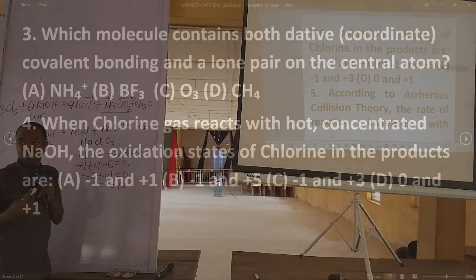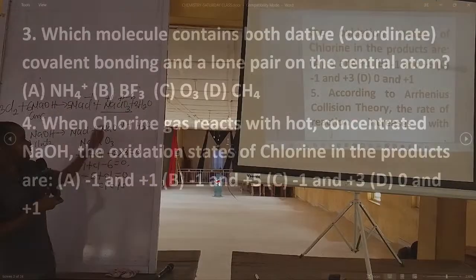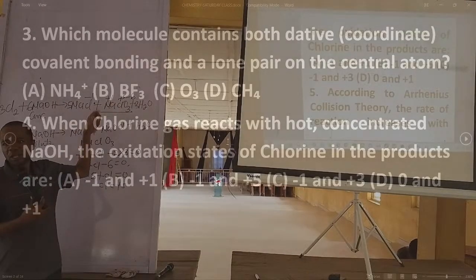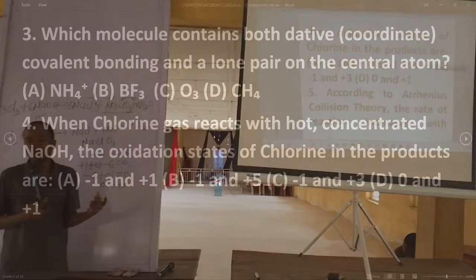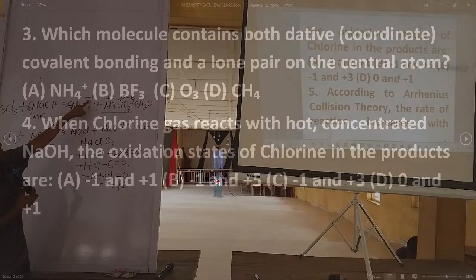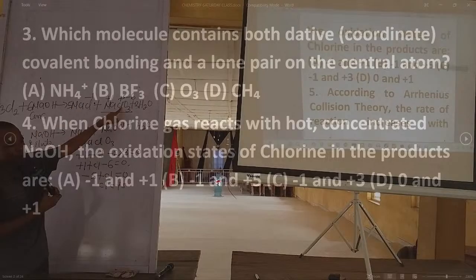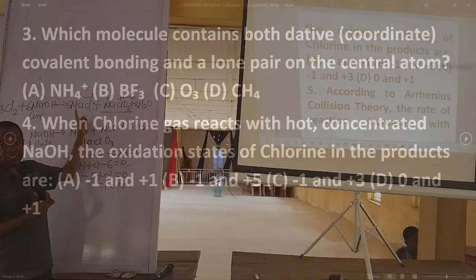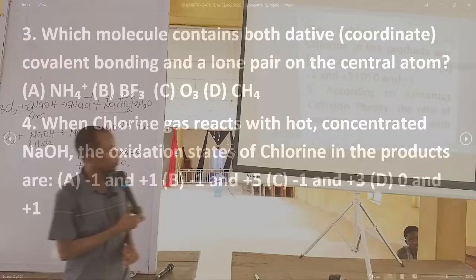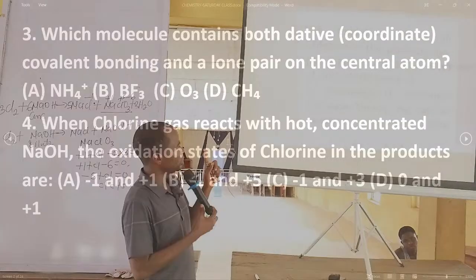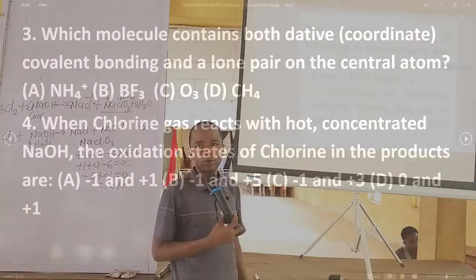You don't always need to waste your time doing that. Just ask yourself, which number can I add to whatever I have gotten to give 0? So the oxidation number of chlorine here is -1. The oxidation number of chlorine here is +5. So the answer is going to be -1 and +5. And if you take a look at the options, that is option B. So it's as simple as that.